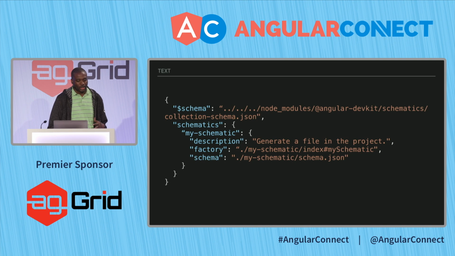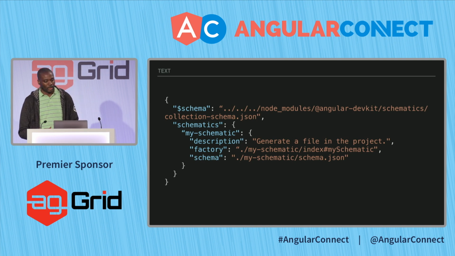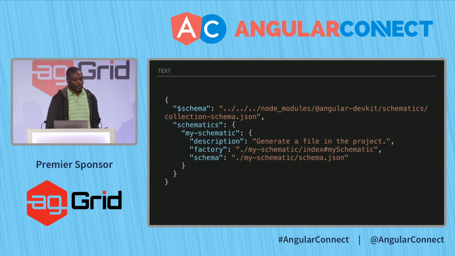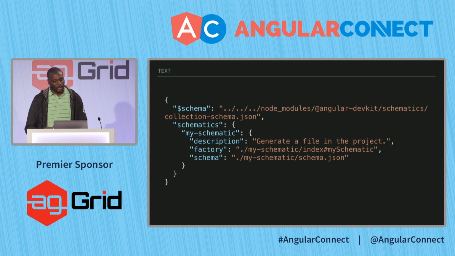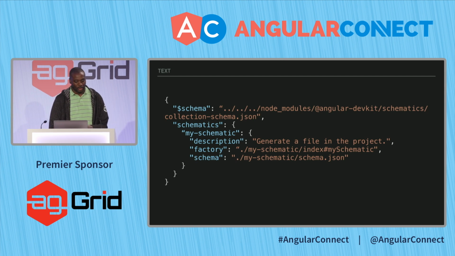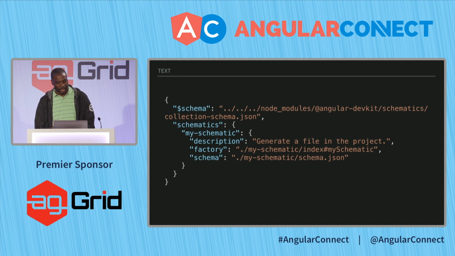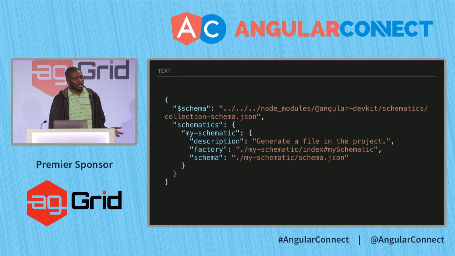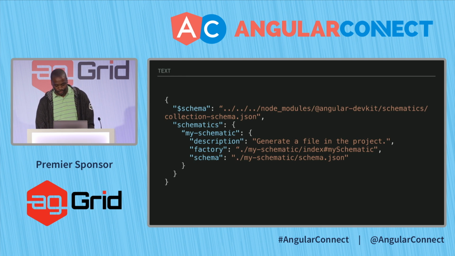So in your collection, it's just going to list all the schematics that you offer, whether they be ones that modify files or generate files. They all have the same structure here. They have a description of it that gives you help options for that schematic, the factory function that I've talked about that returns a rule, and the schema that provides the validation for that.